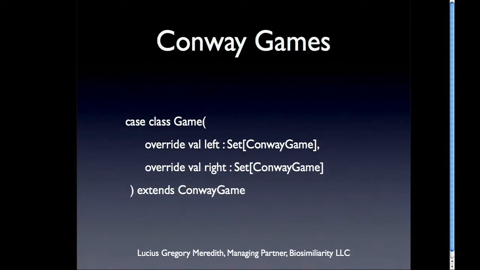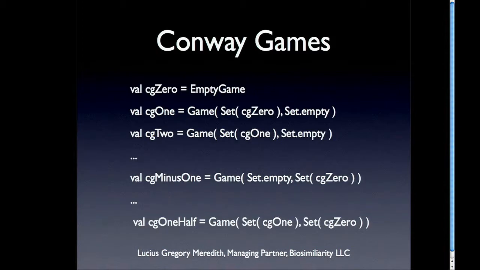Excellent. Likewise, we can make concrete classes that extend our abstract trait, where we now have a value, which is a set of Conway games, and a value, which is a set of Conway games. So it's no longer some abstract method, but in fact a real value that we have in our hands that we can manipulate. So let's look at some games. Well, Conway calls the empty game 0. And then once I have a game, now I can make a set of them, which is the set that just contains that one. And we call that 1.